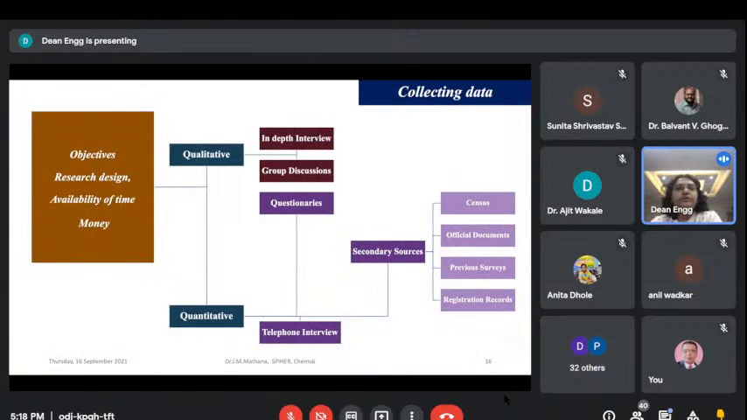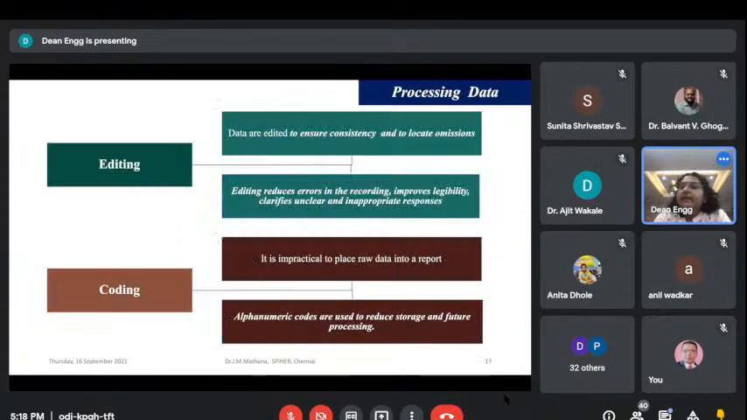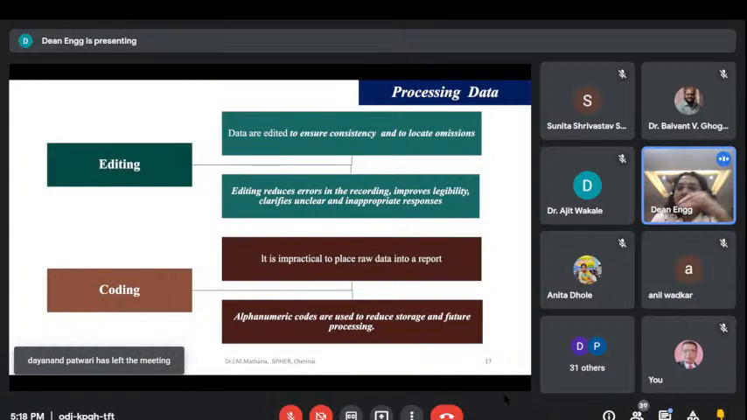The next one is how to collect the data. Always, the collection of data depends upon objectives, research design, availability of time, and money. Okay. Next, once we collect the data, then we have to process it. Normally, there are 2 processes involved, that is editing and coding. Normally, the editing process ensures the consistency. It reduces the errors in the recording, improves the legibility, and clarifies the unclear and inappropriate responses. Next process is coding.